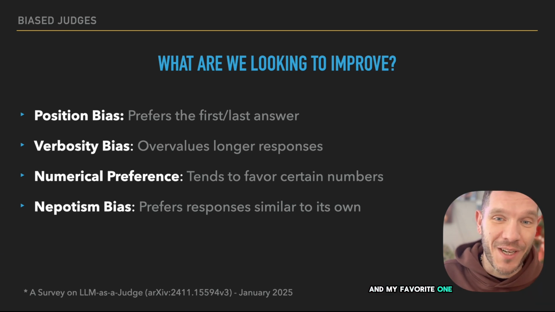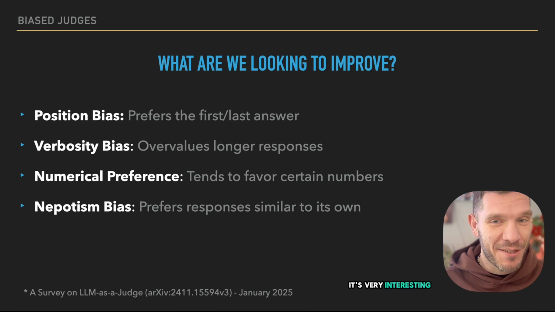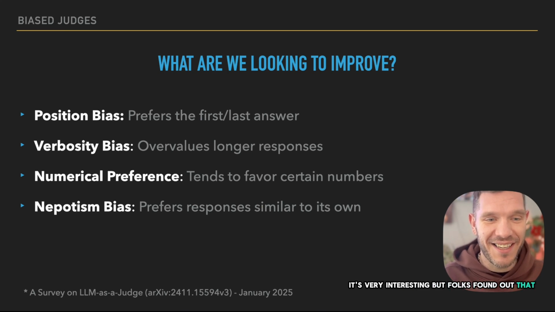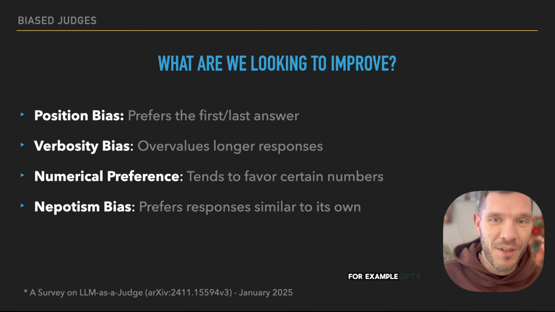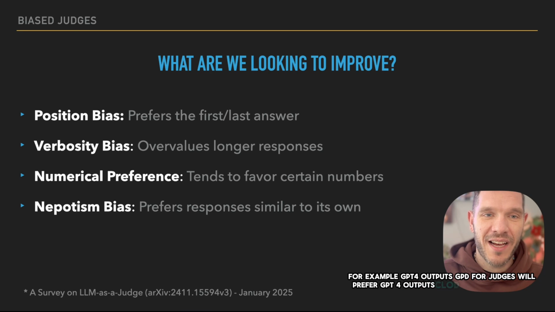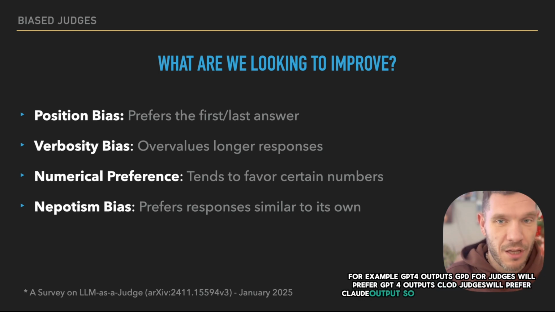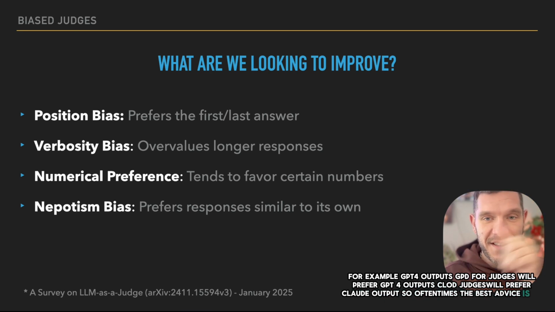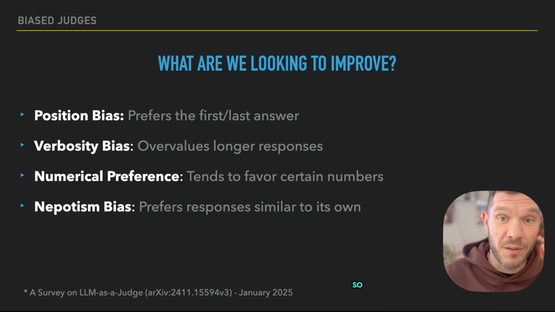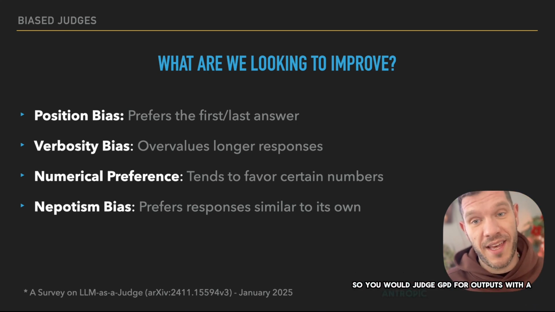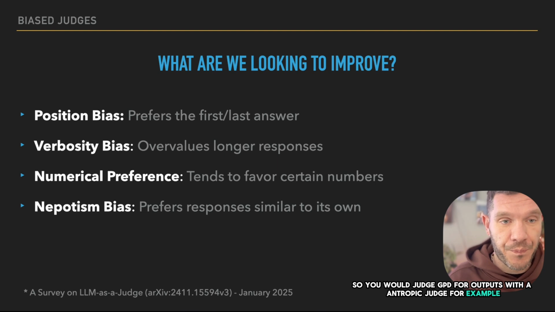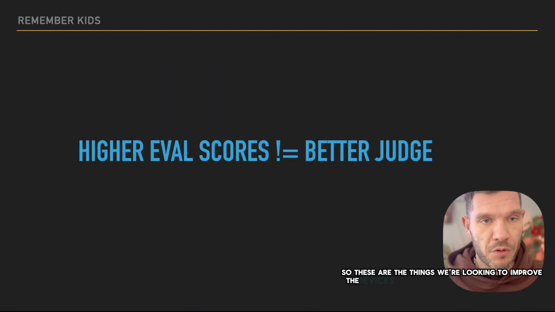And my favorite one is nepotism bias. It's very interesting, but folks found out that LLMs prefer outputs from their own family. For example, GPT-4 judges will prefer GPT-4 outputs. Claude judges will prefer Claude outputs. So oftentimes the best advice is to just switch between them. So you would judge GPT-4 outputs with an Anthropic judge, for example. So these are the things we're looking to improve, these biases.